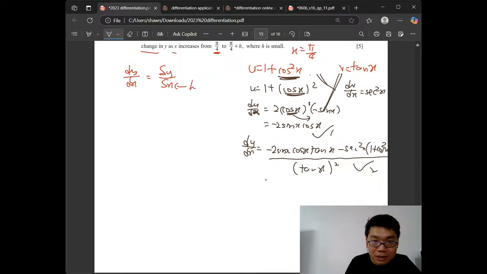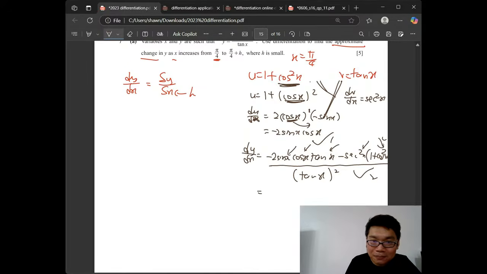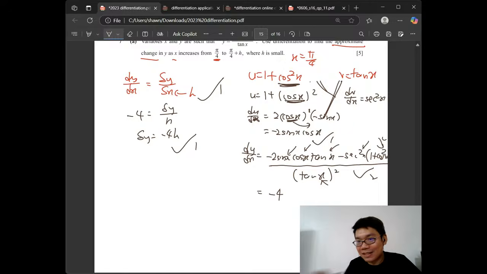And then you sub in your pi/4 into your x. If you key in correctly, you should get -4. So at last it's -4 equals square root of y over h. So square root of y equals -4h. Correct? Correct. So 5 marks. Any question? This question is also considered a doable question.